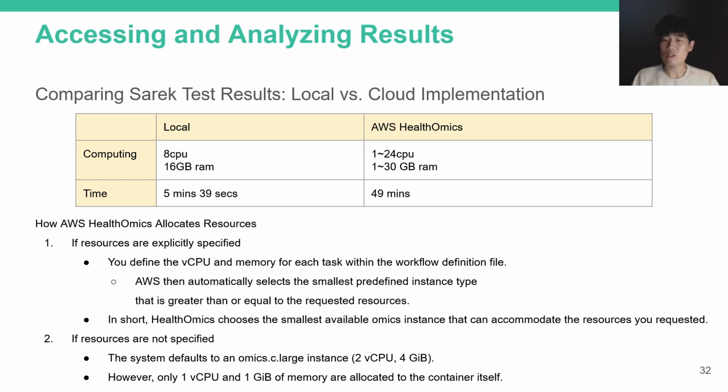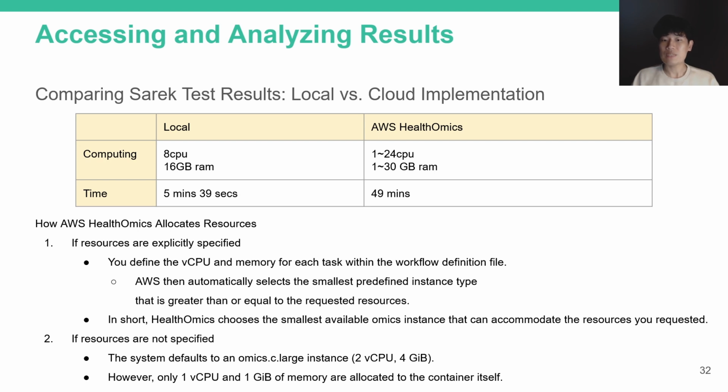But actually, the runtime was almost 10 times longer on the HealthOmics. As you can see here, my process took only 5 minutes 39 seconds, but the HealthOmics took 49 minutes. So before explaining the reason, let me tell you a bit about how HealthOmics manages compute resources first.